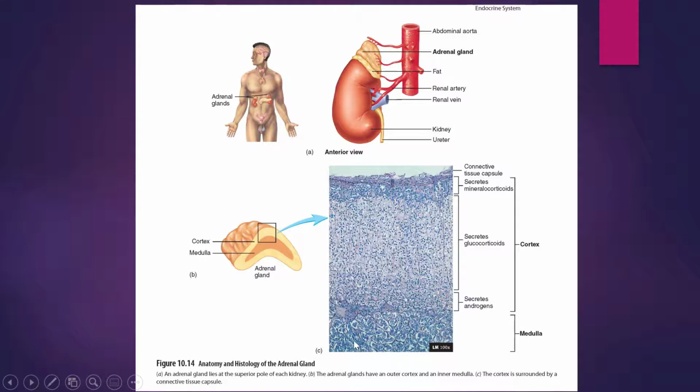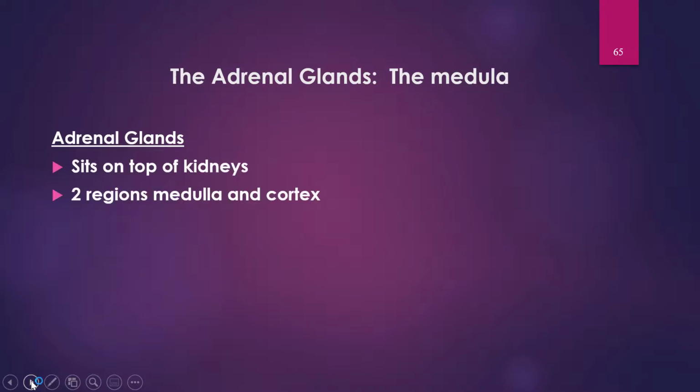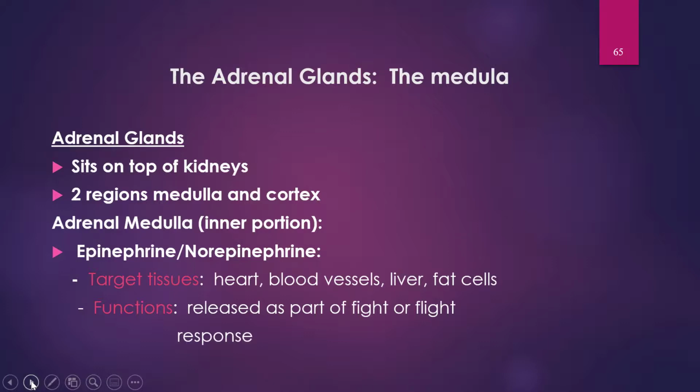And then the medulla, this is the middle section, will be secreting epinephrine and norepinephrine, or the adrenergic catecholamines released by the chromaffin cells of the medulla of the adrenal gland. So we're going to start with the adrenal gland medulla. The inner portion secretes epinephrine and norepinephrine, and the target tissues will be the heart, blood vessels, liver, and fat cells. Okay, these are released as part of our fight-or-flight response.